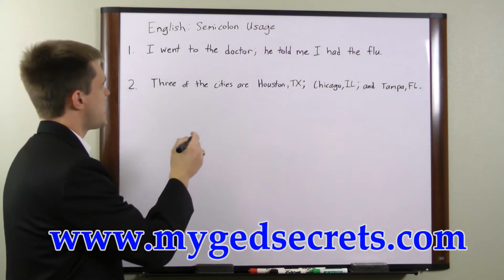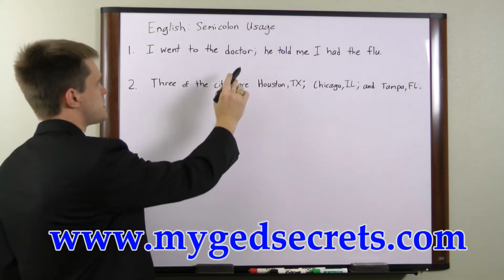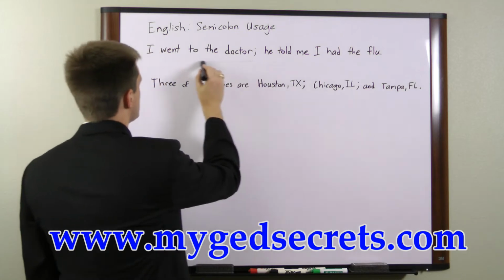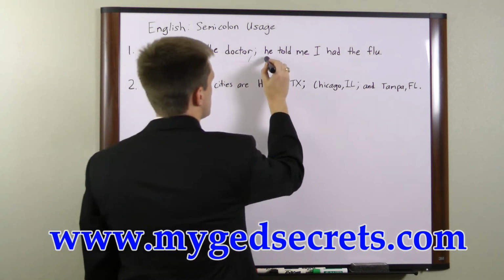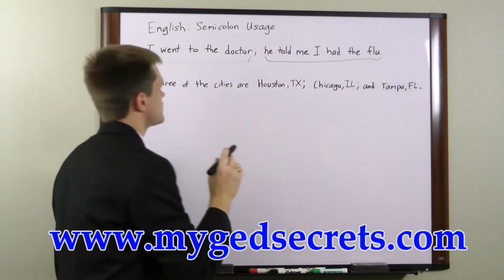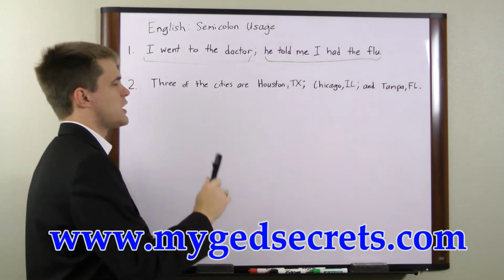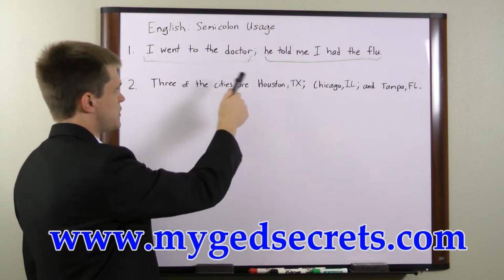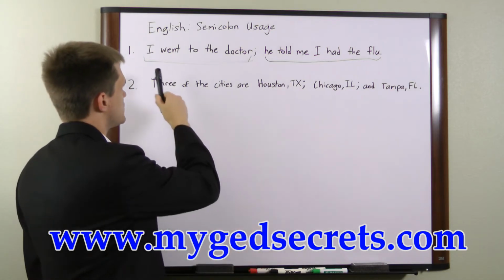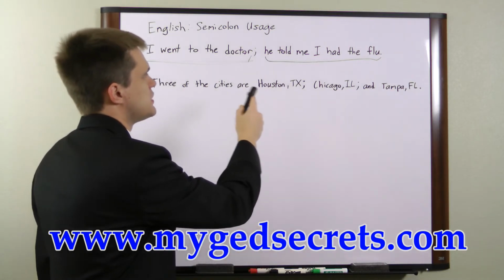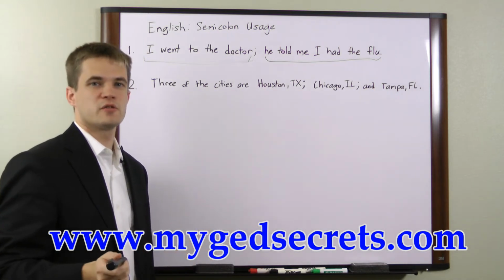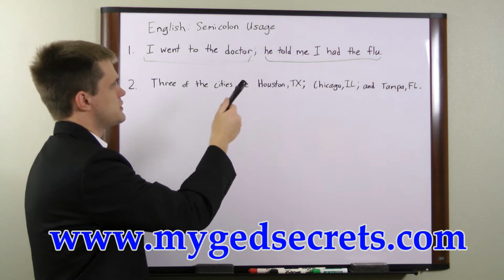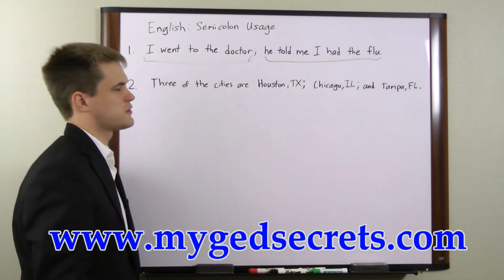In this first one, we have two independent clauses separated by a semicolon. So each of these clauses could stand on its own as a sentence, but we've chosen to combine them into a single sentence, and we do so with a semicolon. It's proper to use a semicolon in this sentence because the two phrases, "I went to the doctor" and "he told me I had the flu," are very closely related to one another. Hearing that you have the flu is a direct result of going to the doctor.